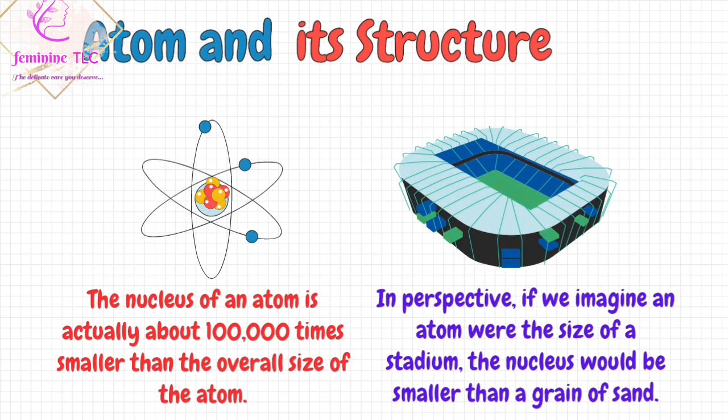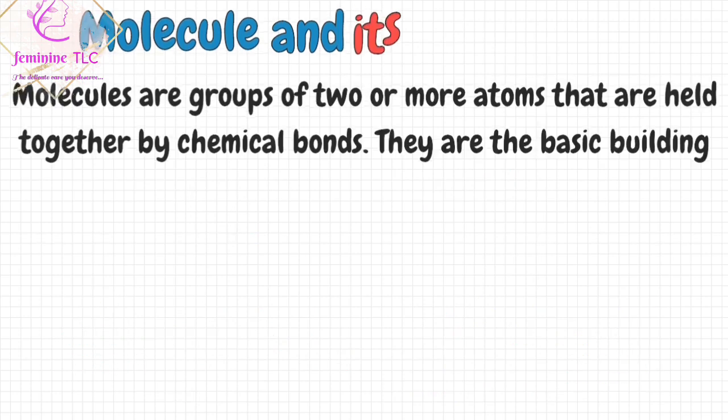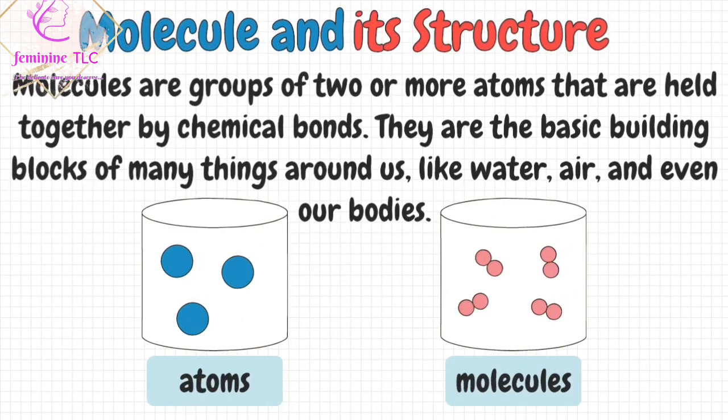Looking at the structure of an atom, we say that the nucleus of an atom is actually about 100,000 times smaller than the overall size of the actual atom. So we can imagine that an atom is the size of a stadium. Its nucleus will be the size of a grain of sand.